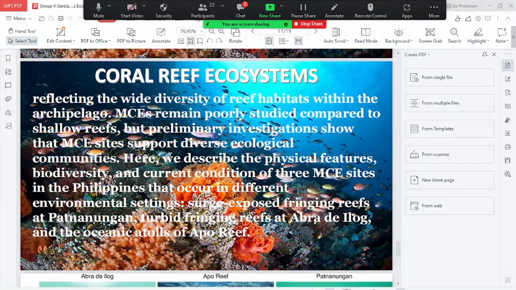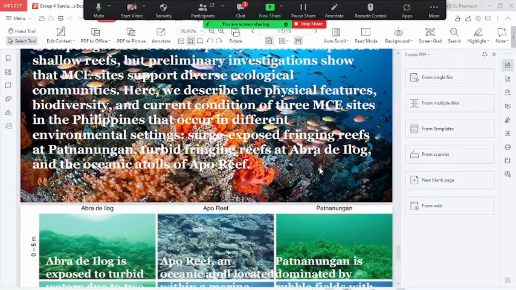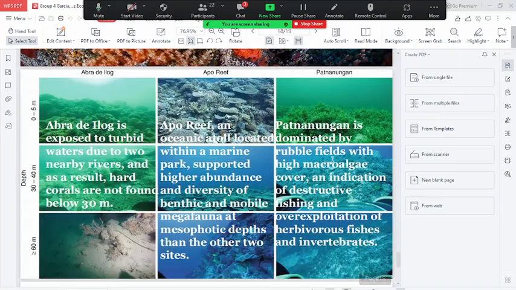Here we describe the physical features, biodiversity, and current condition of three MCE sites in the Philippines that occur in different environmental settings: surge-exposed fringing reefs at Patnanungan, turbid fringing reefs at Abra de Ilog, and the oceanic atolls of Apo Reef. These are examples of reefs found in the Philippines.